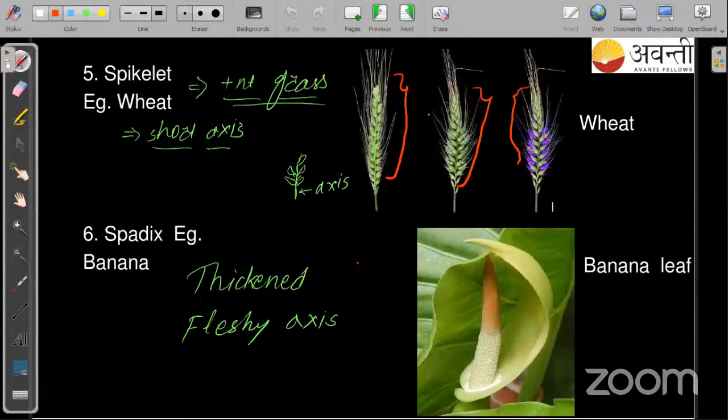Next thing is the spadix. In the case of the spadix, the axis is thick and fleshy. So please remember this characteristic of the different types of racemose.